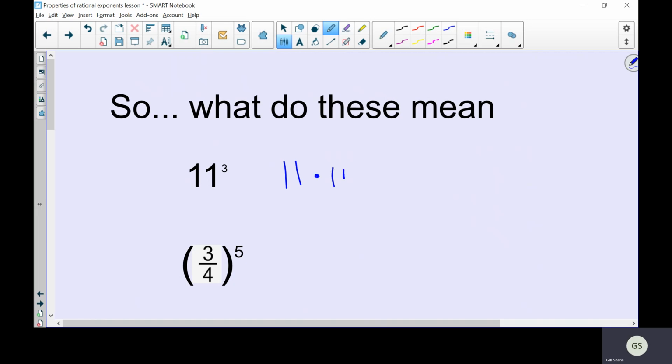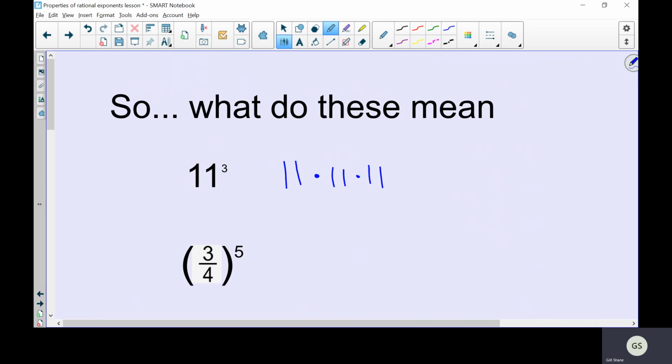That's what it means: 11 times itself, the number of times the exponent says. Not times the exponent. So that's what this means. That's the whole concept for exponents. I don't care what is inside parentheses, so I could put all kinds of stuff in the parentheses. You just be raising everything in the parentheses times itself that many times.